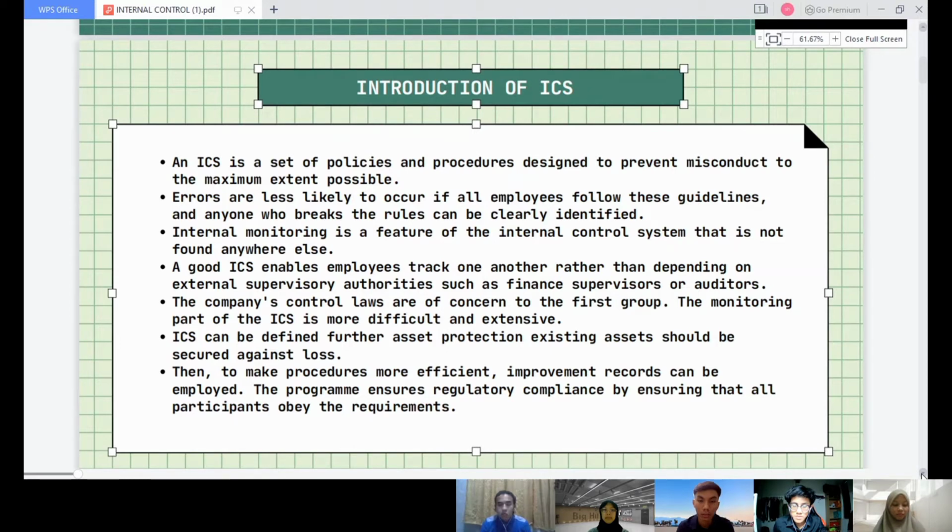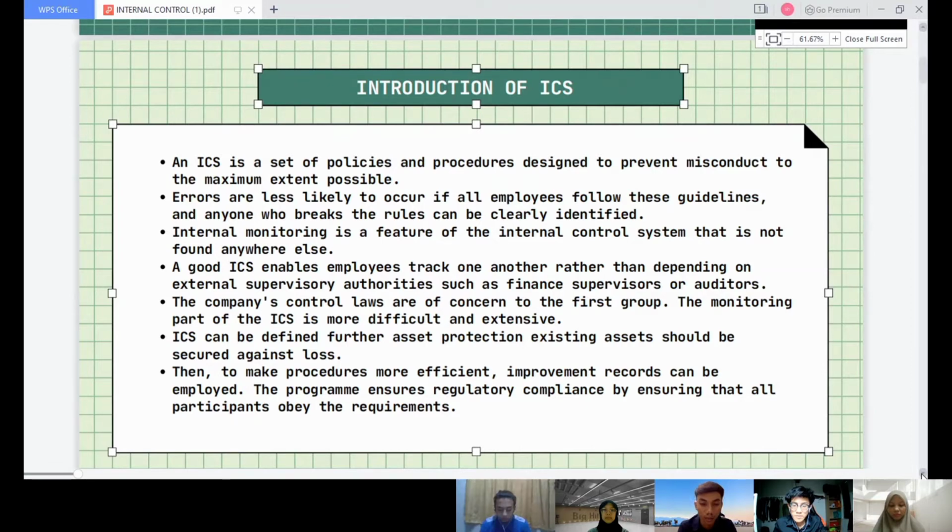And first is the introduction of ICS. An ICS is a set of policies and procedures designed to prevent misconduct to the maximum extent possible. Errors are less likely to occur if all employees follow these guidelines, and anyone who breaks the rules can be clearly identified. Internal monitoring is a feature of the internal control system that is not found anywhere else.